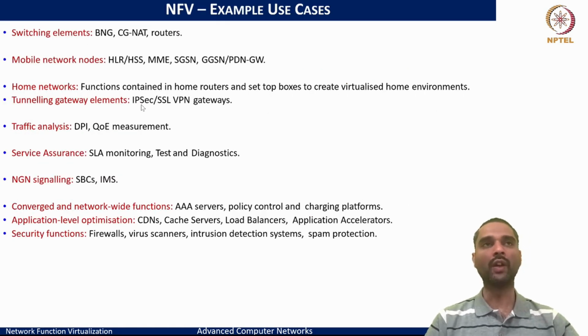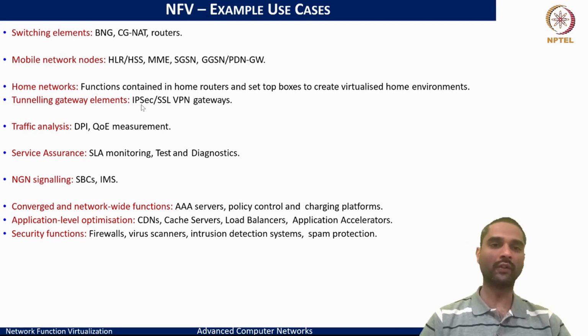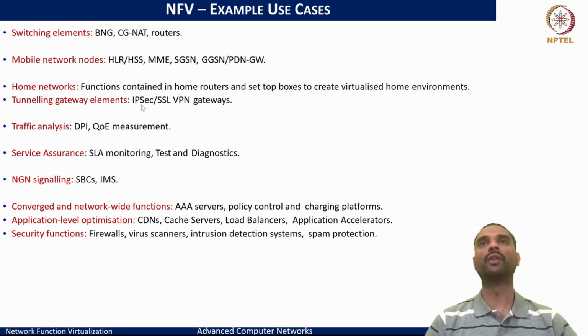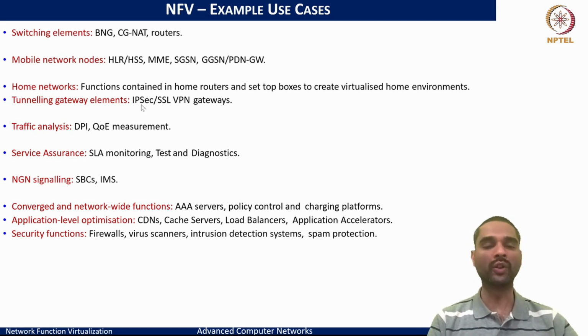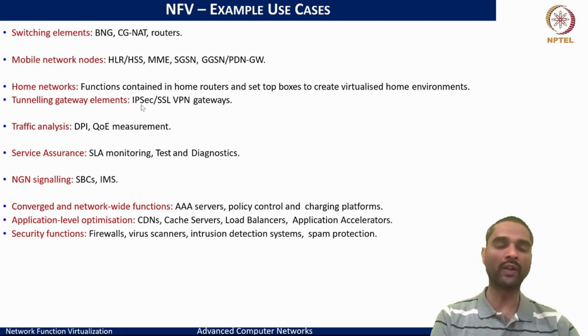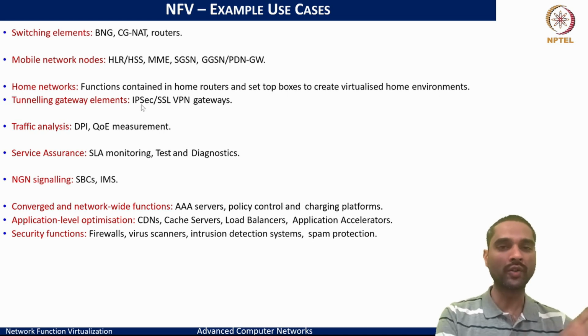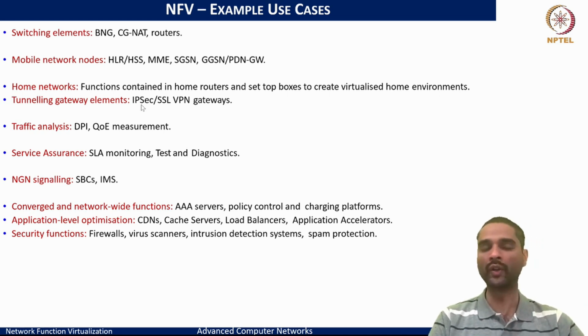So this NFV supports a lot of use cases, like we said. And if we have to start with the basic switching elements, in the telecommunication operators' world, we can have a broadband network gateway, or the BNG, which is basically the access point for the subscribers through which they connect to the broadband network. This can be deployed as a virtualized network function. Carrier grade NATs that we also discussed earlier can now be thought of not as dedicated hardware, but as just network functions that we can deploy on the commodity hardware.